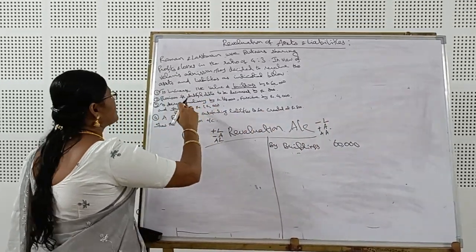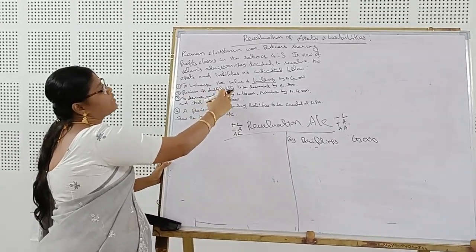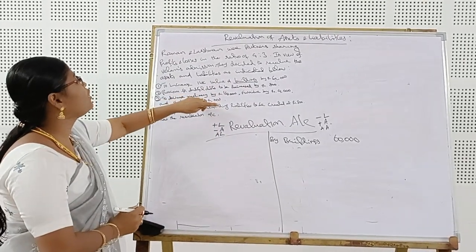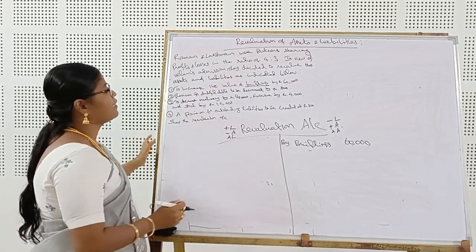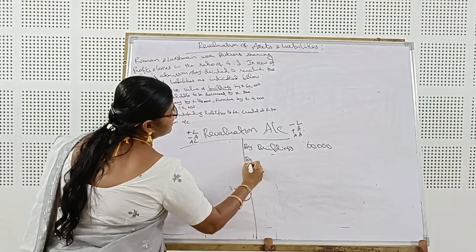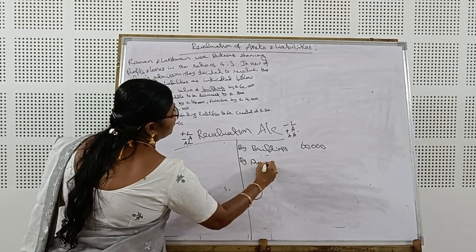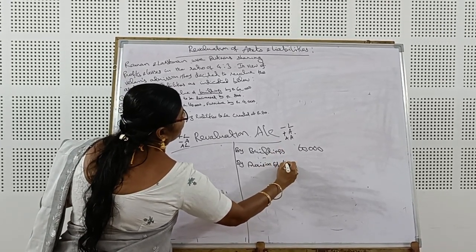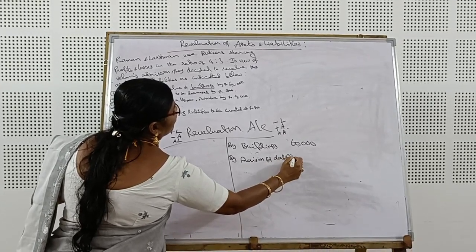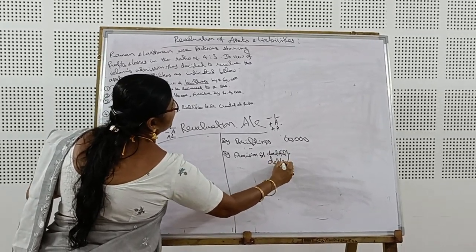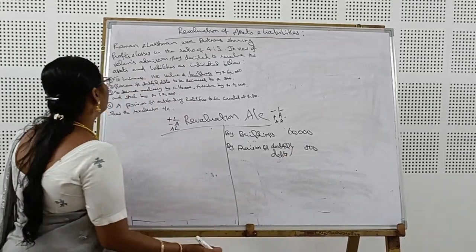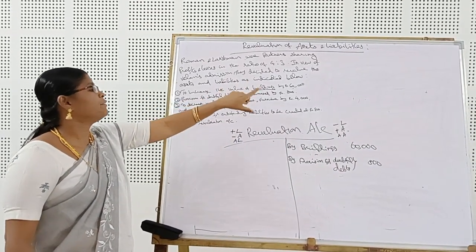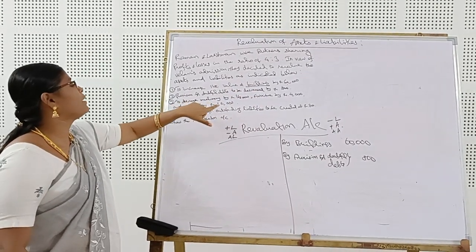60,000. And the second one is provision for doubtful debts to be decreased by 800. That means liability should be reduced by 800. So in the credit side, by provision for doubtful debts 800. And the third adjustment is to decrease machinery by 16,000, furniture by 4,000, stock by 12,000.